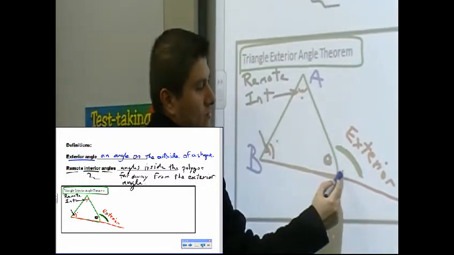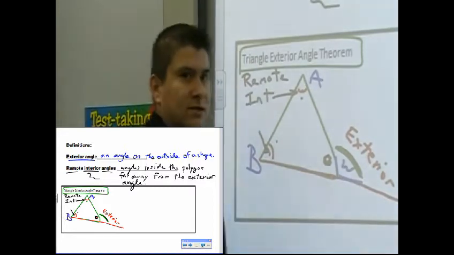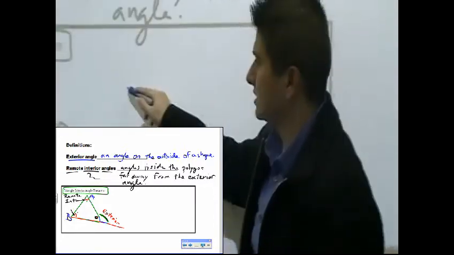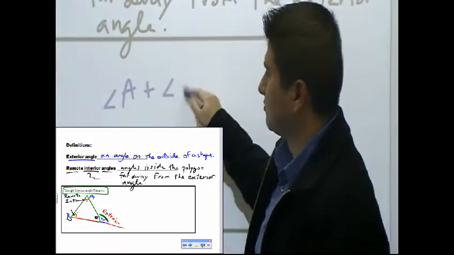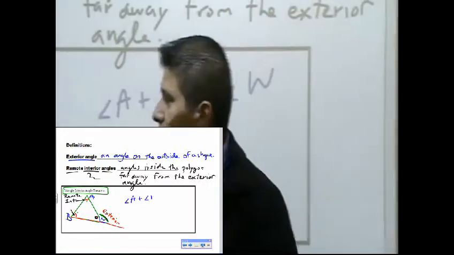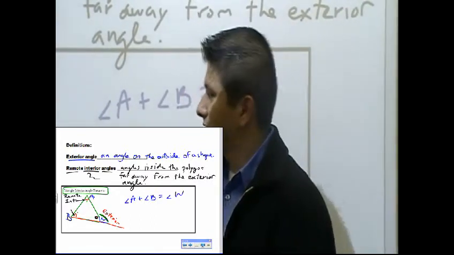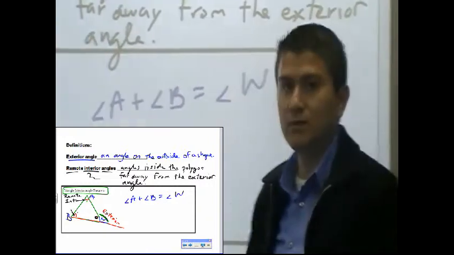Call this angle W for now, just for the sake of it. Here's what this theorem says: angle A plus angle B is equal to angle W. These two remote interior angles, when they add up, they equal the exterior.